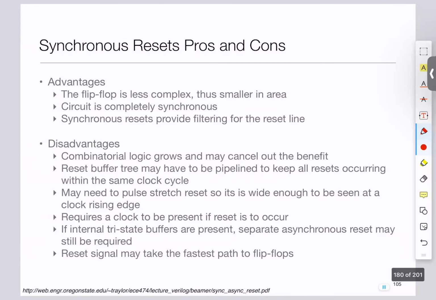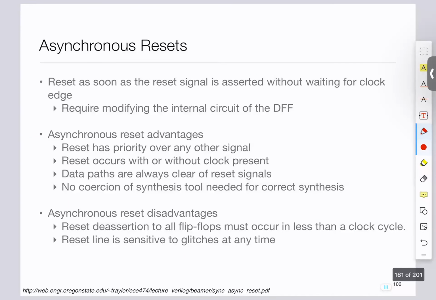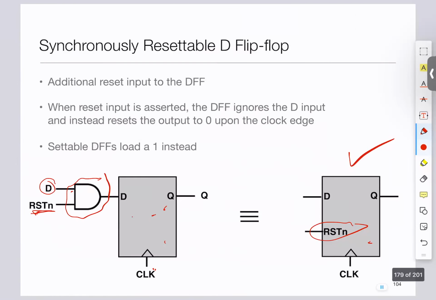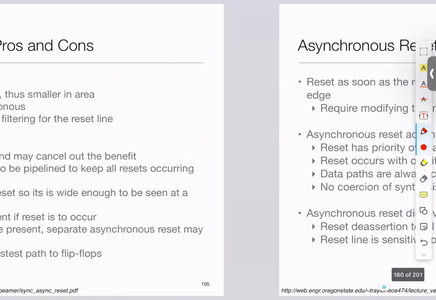So you'll find both, and there's no hard decision between one or the other. Asynchronous reset is also pretty common. The D flip-flop in Logisim has asynchronous set and asynchronous reset. They don't have synchronous. So if you want synchronous, you'll have to build it using your own logic.